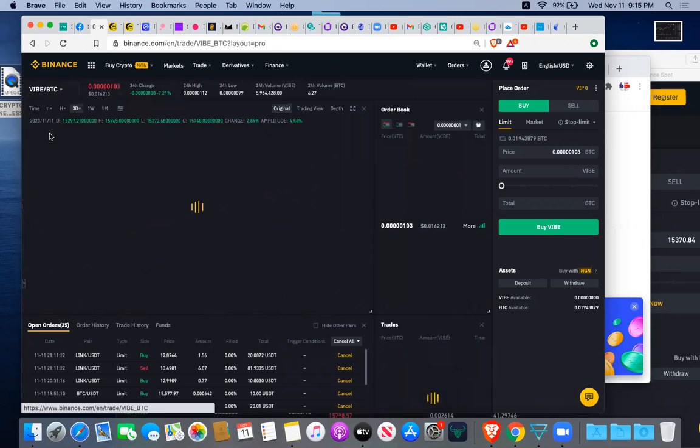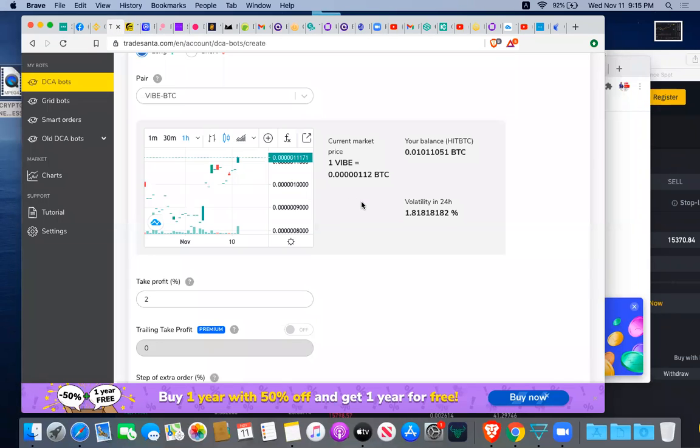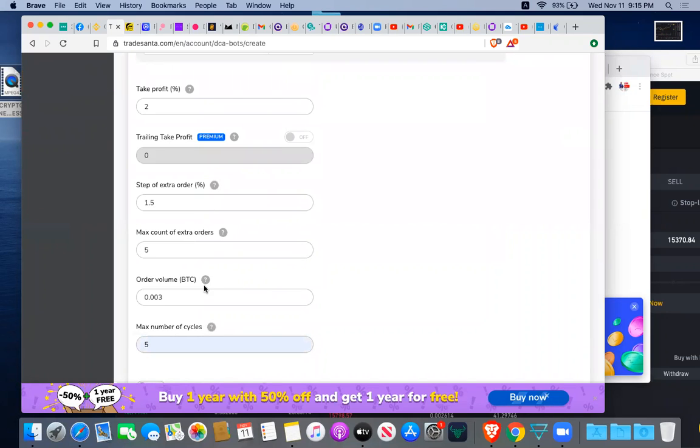Well, Vibe is more expensive at that place. This is 103 sats here, and this one is here on BTC at 111. Okay, I'm going to set at 100. All right, Satoshi: 1, 2, 3, 4, 5. 100 Satoshi. Okay.